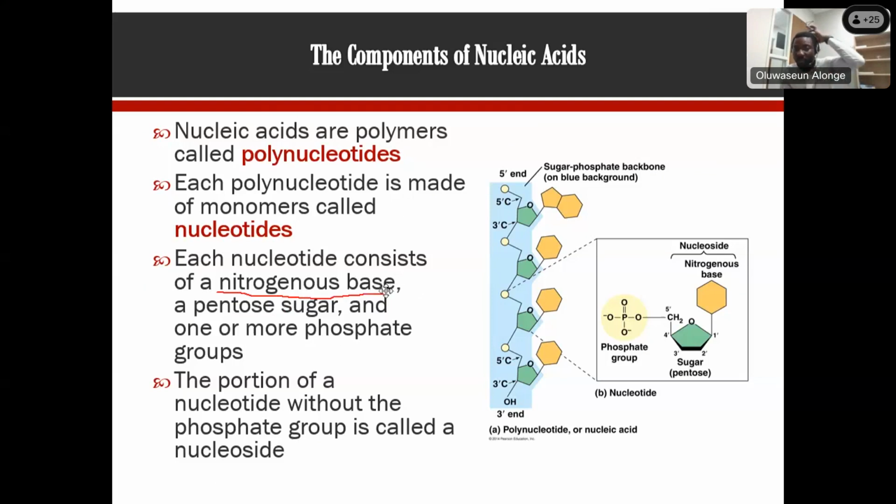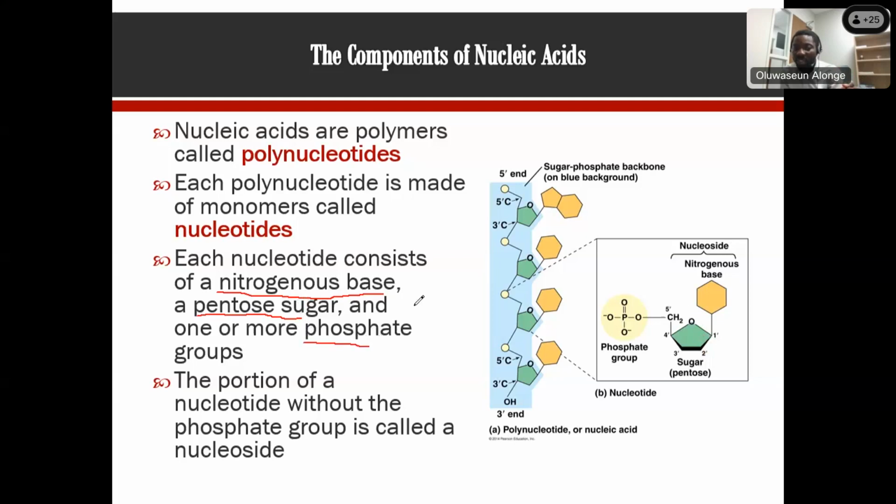All right? And I'll show that to you. So those are nitrogenous bases. Adenine is called A, thymine T, guanine G, cytosine C, and uracil U. Then it has pentose sugar. The pentose sugar is called ribose sugar or deoxyribose sugar. So here's the pentose sugar. The difference between ribose sugar and deoxyribose sugar is that deoxyribose lacks oxygen on one of the carbons here.